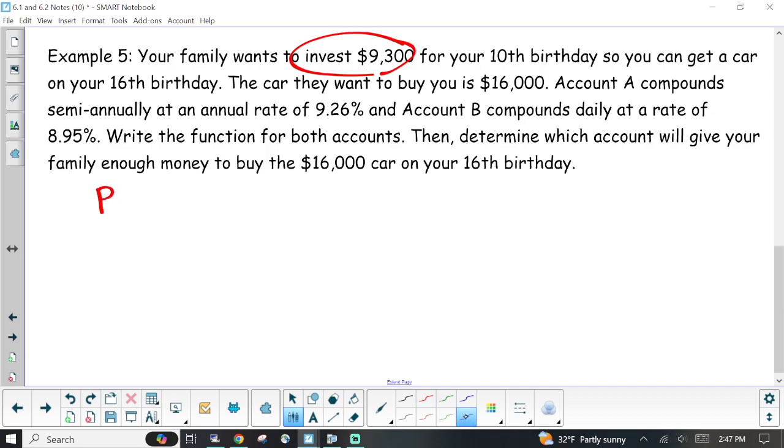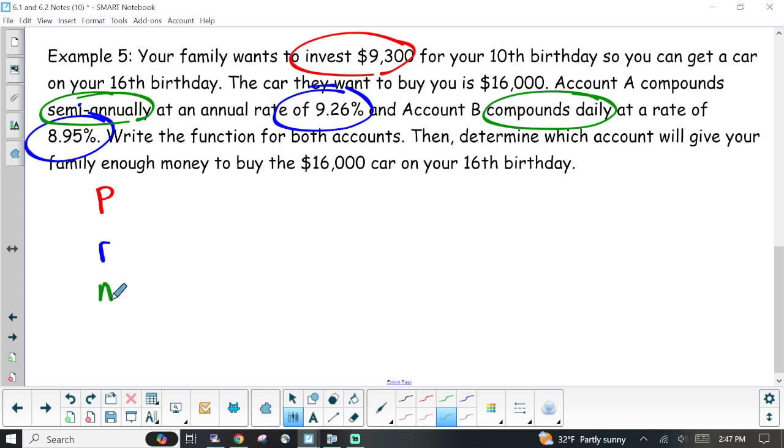Your interest rates, you have 2 of them because you are comparing 2 different accounts. Different rates too. Your N is going to be different because one of the N values is semi-annually, and the other one is daily. And then the other thing that's going to be the same is T. If your parents are putting money in an account when you're 10 and pulling it out when you're 16, that's 6 years of time. So your T is going to be 6.